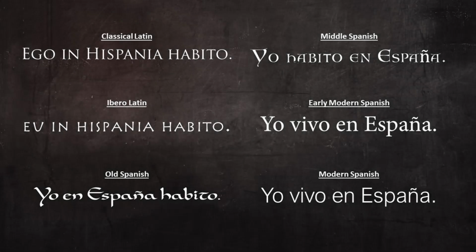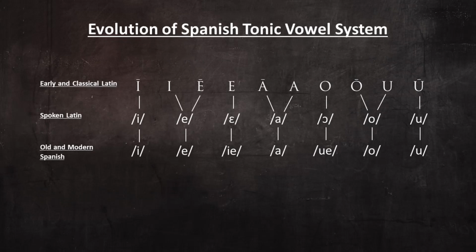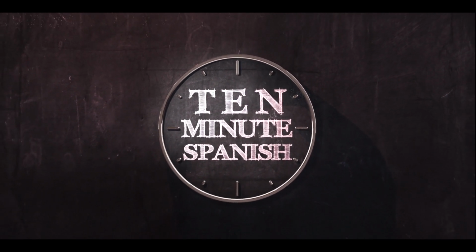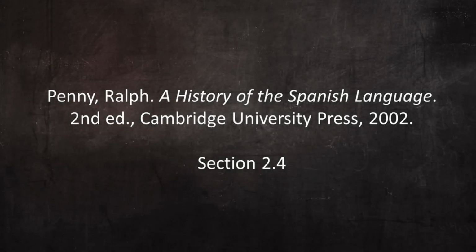In this video, we're going to continue our discussion of the evolution of the Spanish language from Latin, detailing how the Spanish tonic vowel system came into being. This discussion follows closely section 2.4 of the book, A History of the Spanish Language by Ralph Penny.